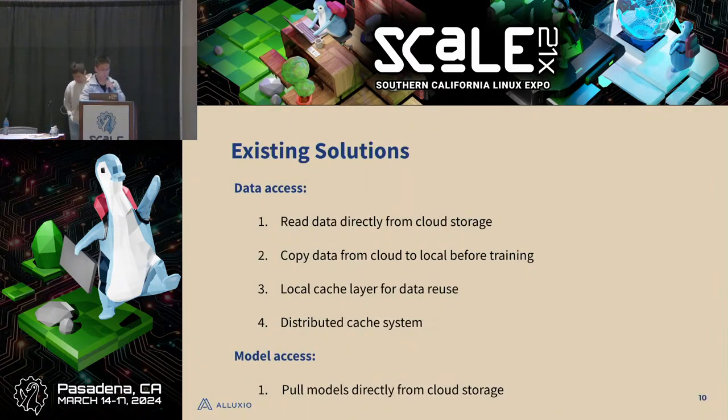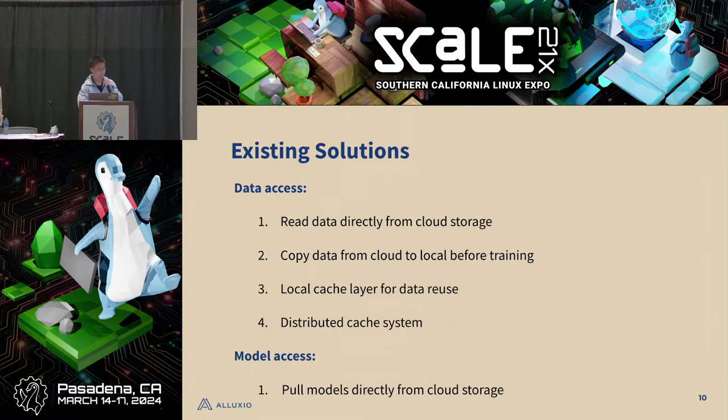So let's first talk about what are some existing solutions for accessing data and models. For data access, we can directly read from the cloud storage. Second, before the training job, we can copy the dataset from the cloud to the local machine. The third way would be using a local cache layer. And we can also use a distributed cache system.